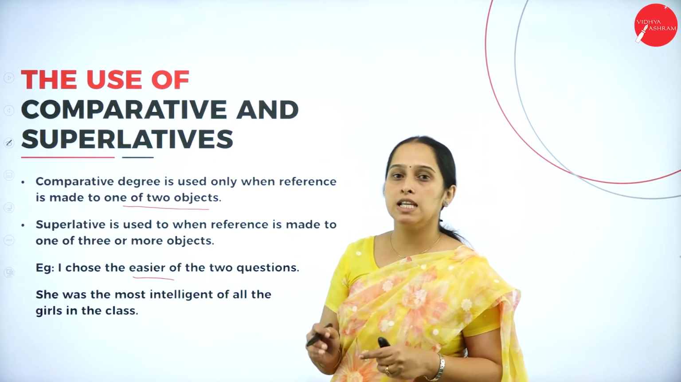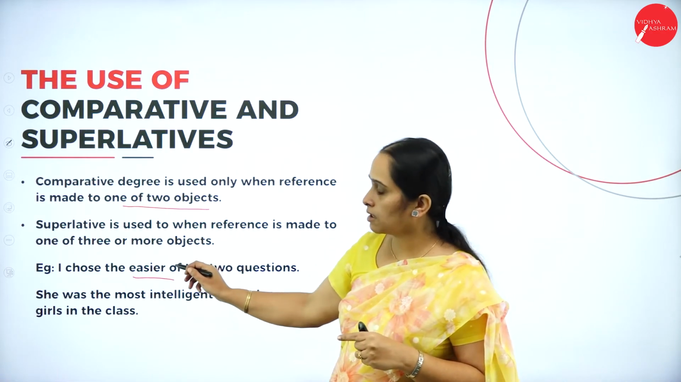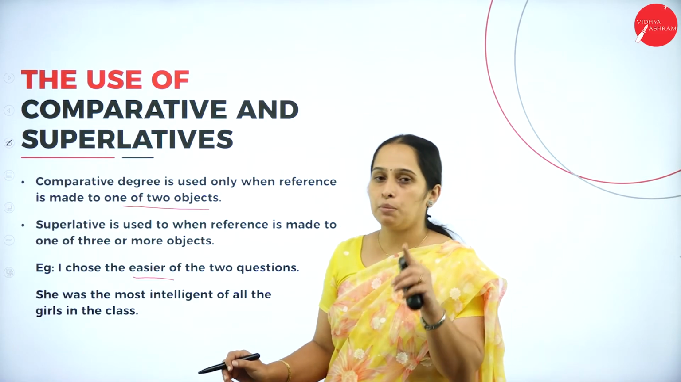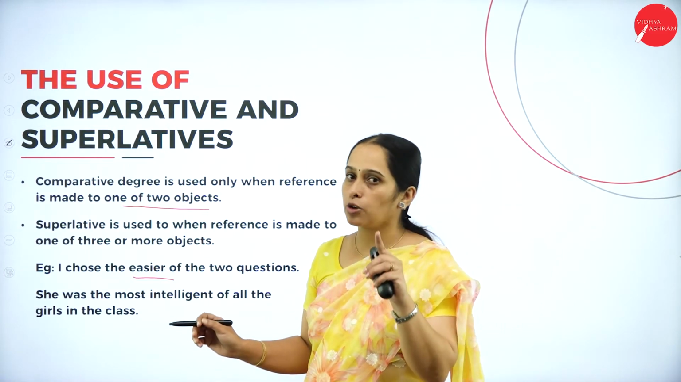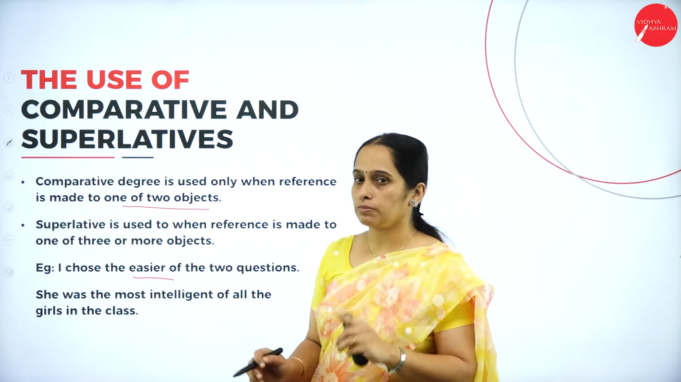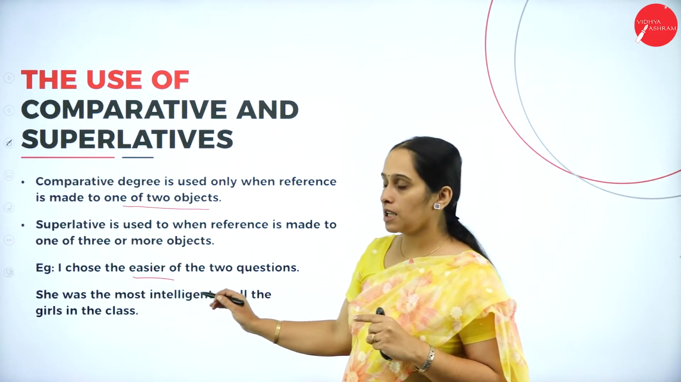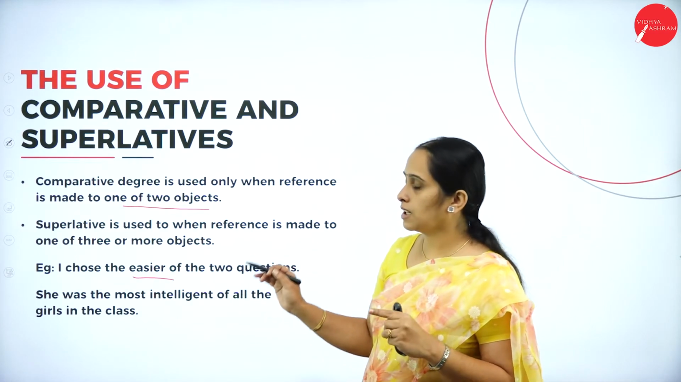I chose the easier of the two questions. So it is in comparative degree. So here only two questions are there. Among that, the person chose only one. So that is comparative. She was the most intelligent of all the girls in the class.